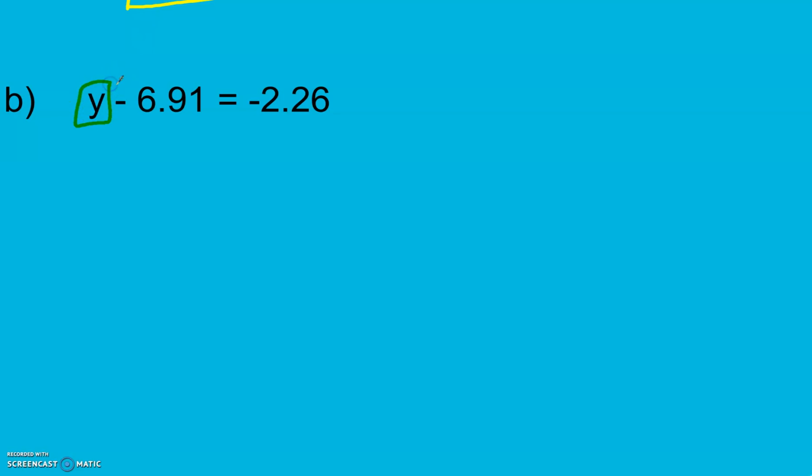I know that I'm looking for y here. It's being subtracted, so I have to add on both sides. I know I did not change my y. Anything plus its opposite gives me 0.